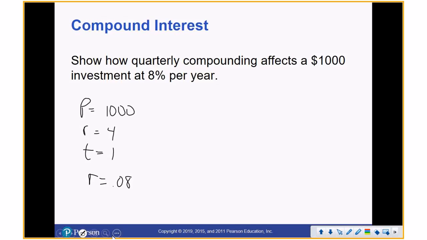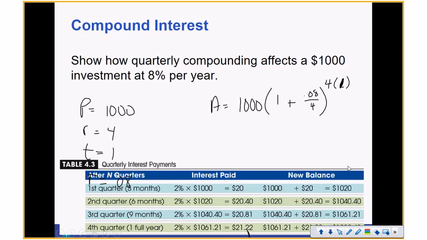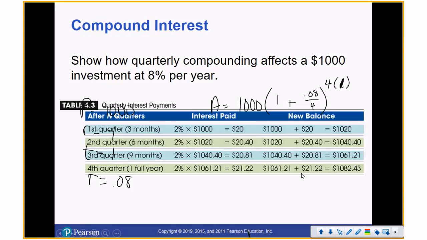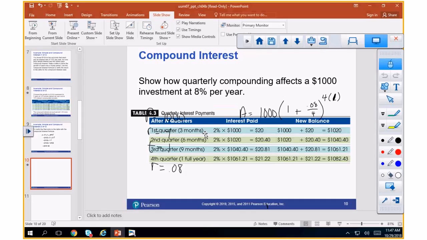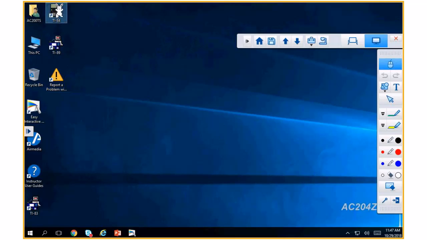Now we're going to plug it in. A is equal to 1,000 times 1 plus R over N raised to the N times T power, which is 1. Now, the biggest thing about doing this is how to use a calculator. I want everybody to pay attention here because this is what's going to get you. I'm going to take my handy dandy calculator and pull it up. I thought I had it pulled up. Sorry, I had it pulled up in the last class. I must have exited out of it. All right, there we go.